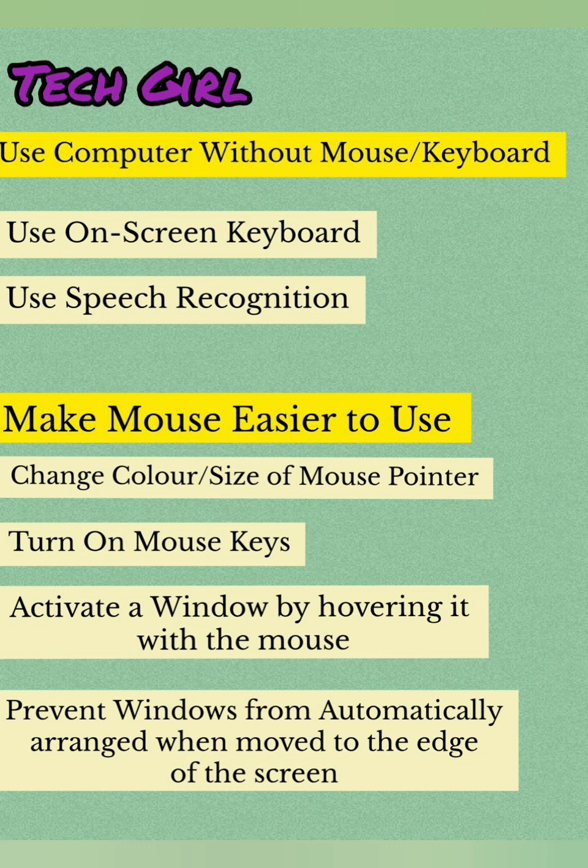So the first one is change the color and size of mouse pointer. This option can help in changing the size and color of the mouse pointer to make it easier to use. Three different sizes and colors are available for the mouse pointer, like regular, large and extra large, and in colors black, white and inverting respectively.